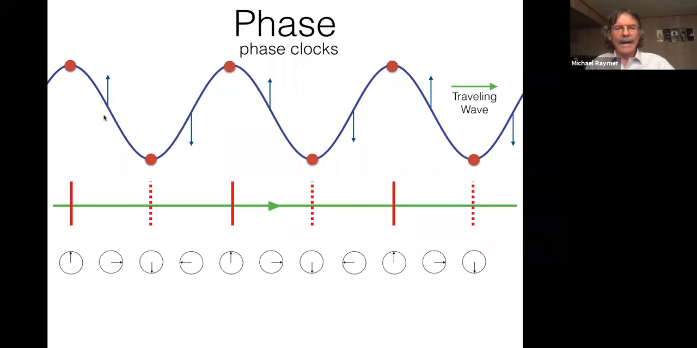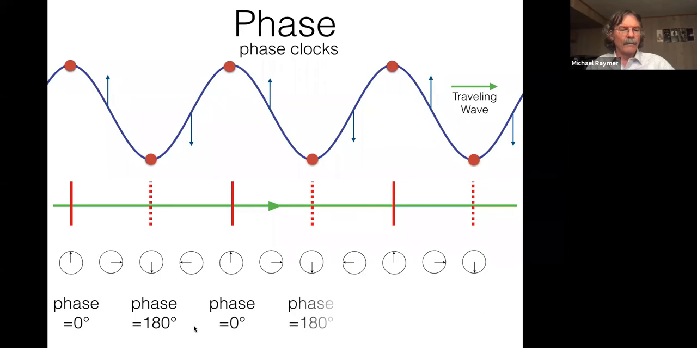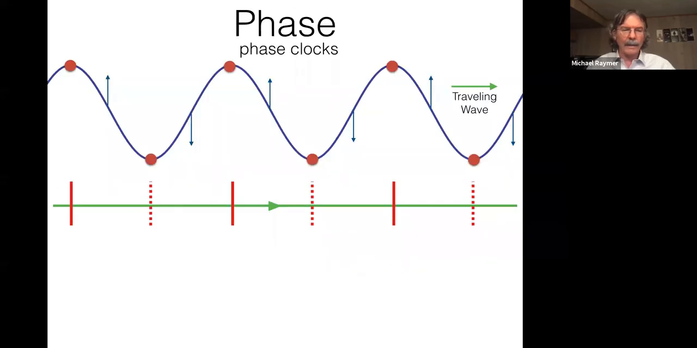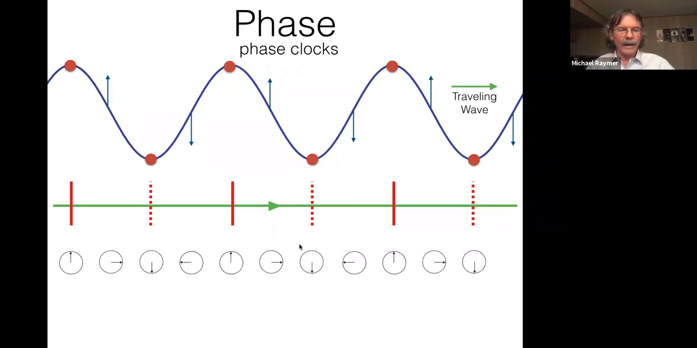Okay. Now, as this wave propagates by, if I sit at one point here, you can see the phase clock is going to rotate around as the wave travels by. Those are the labels. I don't think we have a nice animation, but if I did, I could animate this whole wave traveling to the right and all these phase clocks spinning around together.